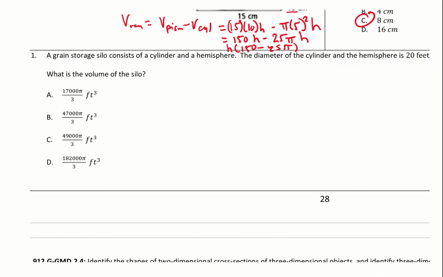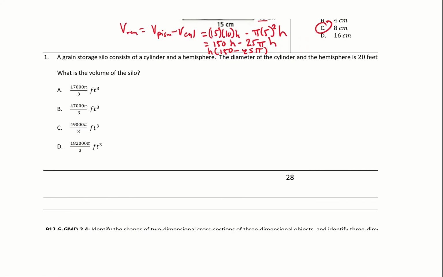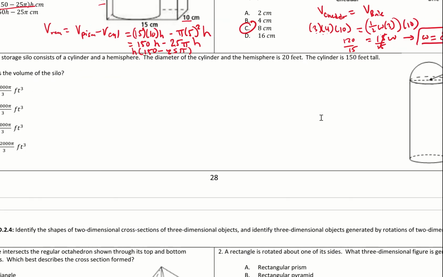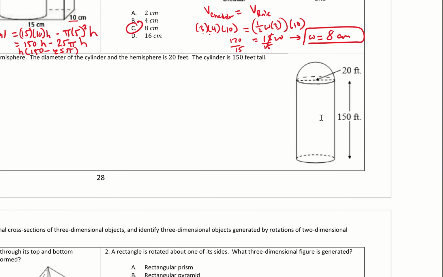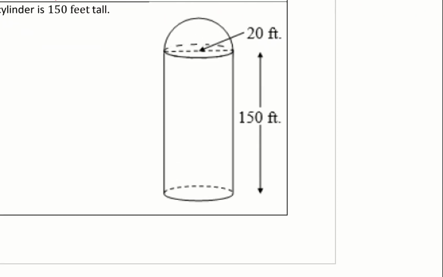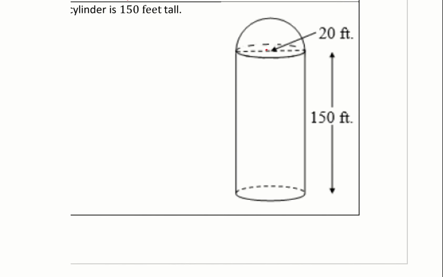All right, so for the last one here, it says a grain storage silo consists of a cylinder and a hemisphere. The diameter of the cylinder and hemisphere is 20 feet. The cylinder is 100 feet tall. What is the volume of the silo? So we're just looking at this part here and finding the volume. The radius has to be 10, which is the same as the radius of the cylinder as well. So I'll just do it here.